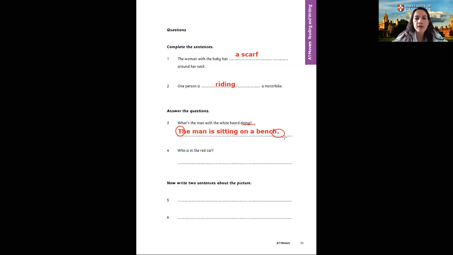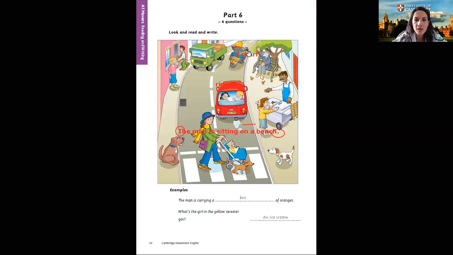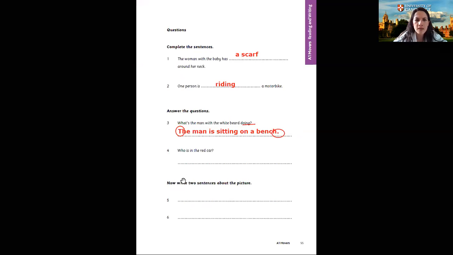Always do that. For example, who is in the red car? Well, just return to the picture. Who is in the red car? A boy and a girl, a man and a woman, two people. You have options, okay? You just have to answer what you are seeing, okay? So who is in the red car?